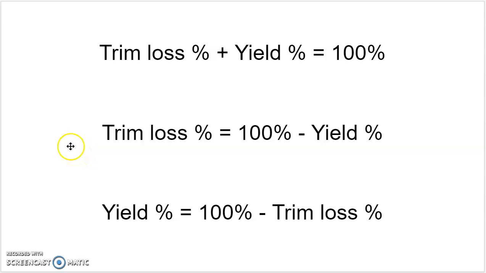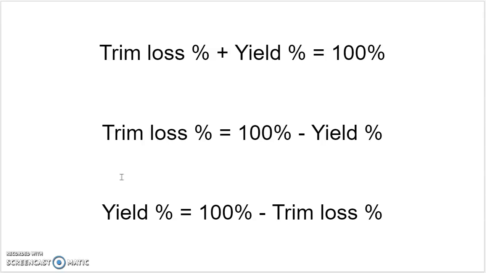So, or if you happen to have the trim loss percent, you could find yield percent by subtracting that from 100. So the main thing when you're dealing with trim loss percent and yield percent is read problems carefully, or in the kitchen, think carefully through which one you are looking for. So if you know how much waste, how much you've trimmed off of something, then what you're going to be calculating is trim loss percent, and then you'll use this formula to get you back to yield percent.